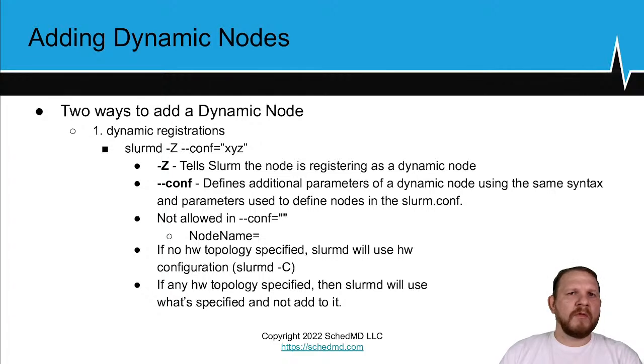There's a few options that are not allowed in the --conf. The one you really got to worry about is the node name, because it's getting the node name automatically from the dynamic registration. If you do not provide hardware topology, CPUs, cores per socket, etc., then slurmd will use the hardware configuration that it detects automatically, which you can see doing a slurmd -C. If you do provide any hardware topology, then it will use what you provide as the hardware topology instead of adding on to what is automatically detected. So whatever you define will replace what is automatically detected.